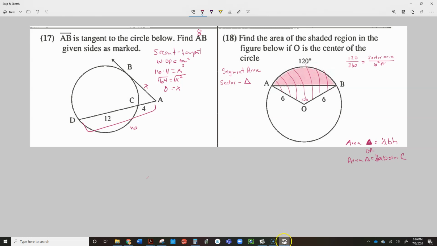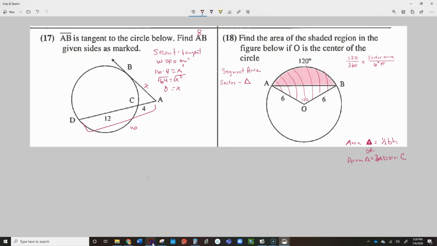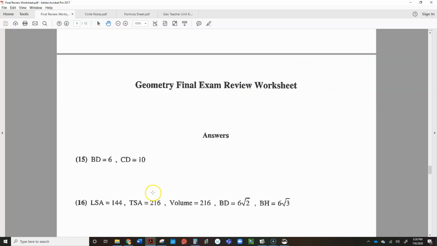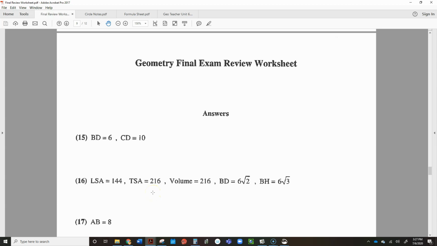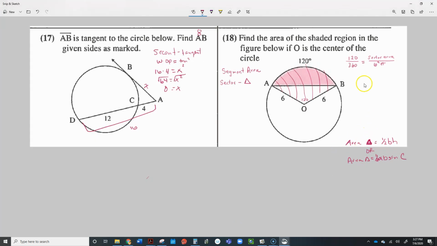Okay, let's see. Is this even the one we're supposed to be working? Yeah. So we'll check number 17 real quick. 17 is 8. Okay, back to this one.